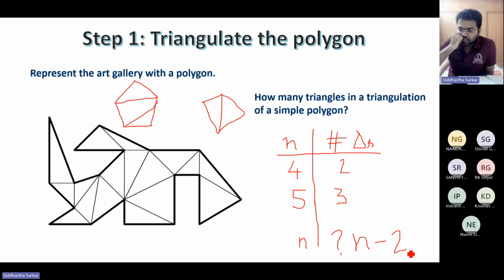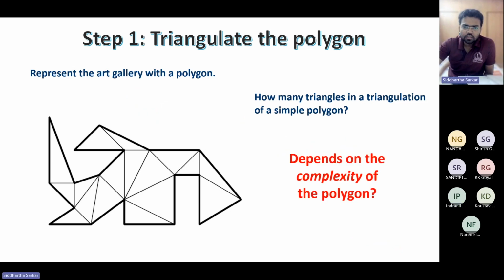Irrespective of what triangulation you draw, because the triangulation is maximal in nature, the number of triangles is going to be the same in the triangulation for an n vertex polygon, and it is n minus 2. So what does it mean? What is the upper bound of the number of cameras to guard an n vertex simple polygon? It should be n minus 2.